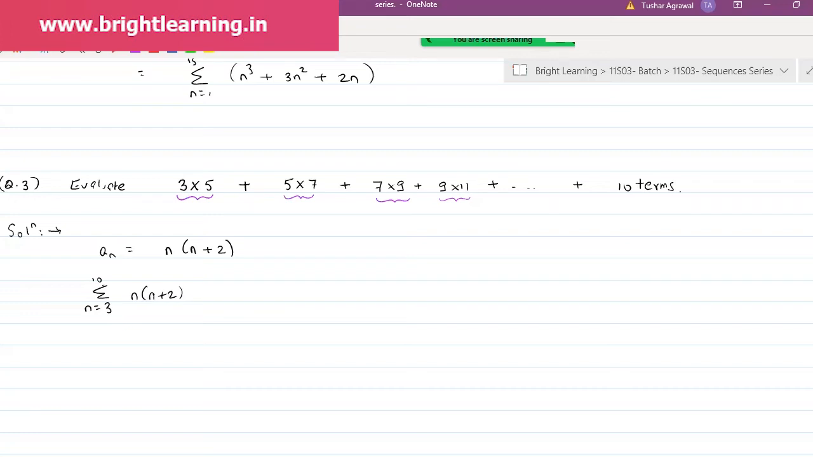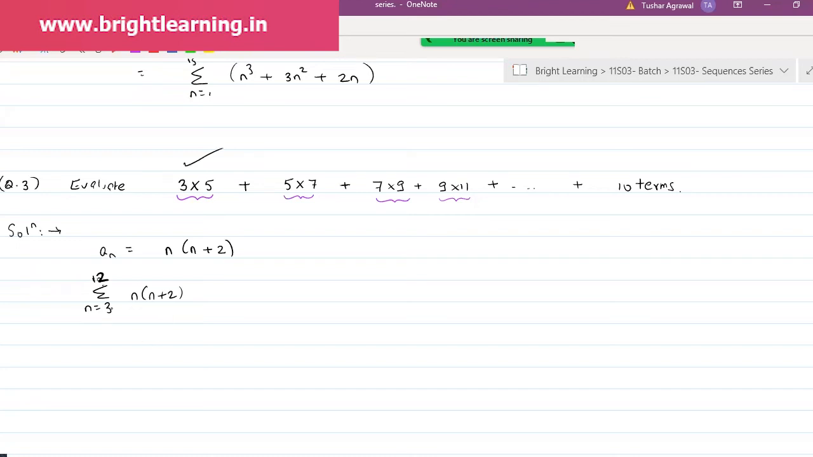So for n equal to 3, the first term will be managed, but with 3 to 10, the number of terms is not 10. So if the number of terms is not 10, you take 3 to 12. Now with 3 to 12, the number of terms is 10. But note, we have to calculate only the odd numbers. Yes, now 3, then 5, 7, 9. If you substitute n equal to 3, this is counted for.